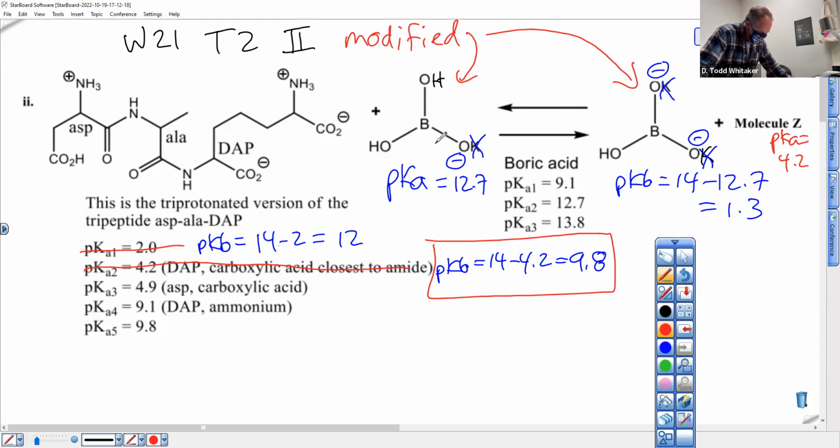It says the carboxylic acid, if it had its proton, the one that's closest to the amide of DAP, this is DAP, there's the amide. If that has a proton, it's 4.2. If it's missing, it's a base with a pKb of 9.8 drawn like this. So circle everything up to with a CO2 minus.